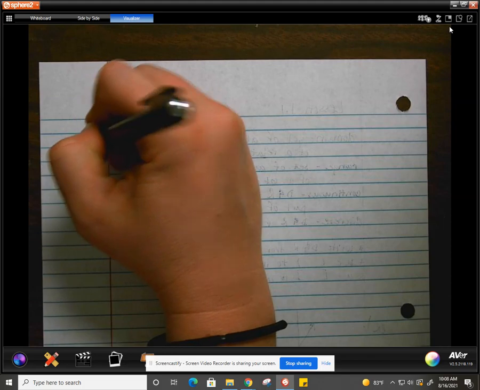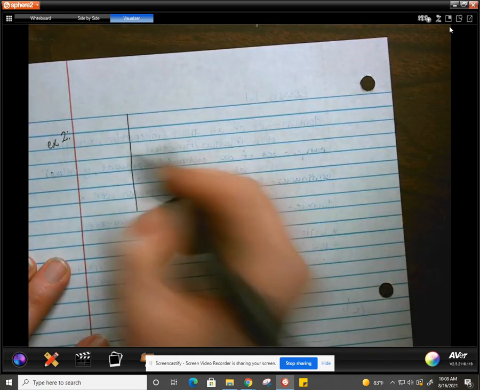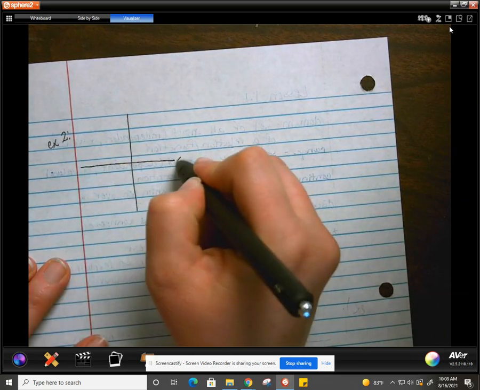So I'm going to flip on over, and I'm going to go to example 2. Okay, I'm going to draw me my graph. This is X, this is Y.